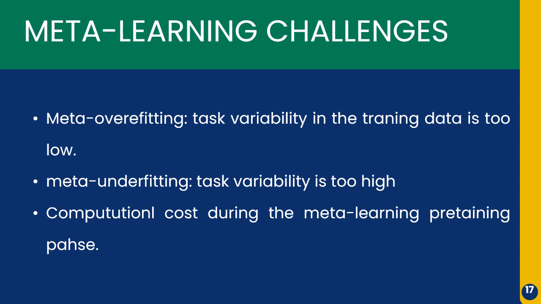Finally, meta-learning challenges. Of course, there are many challenges faced by meta-learning techniques, and we can say that the main challenges are meta-overfitting when task variability in the training data is too low. Also, there is meta-underfitting when task variability is too high. And of course, the computational cost during the meta-learning pre-training phase.